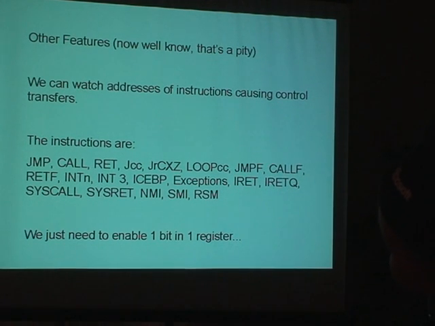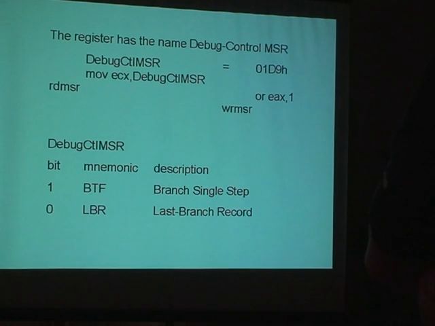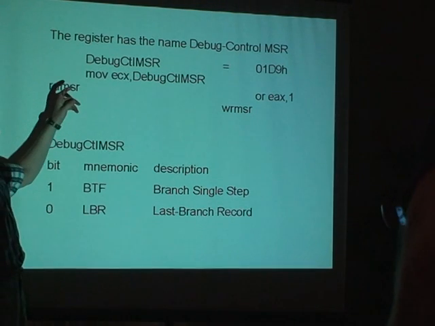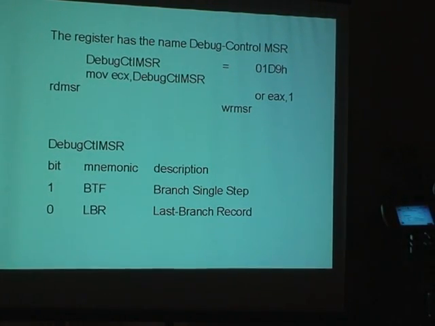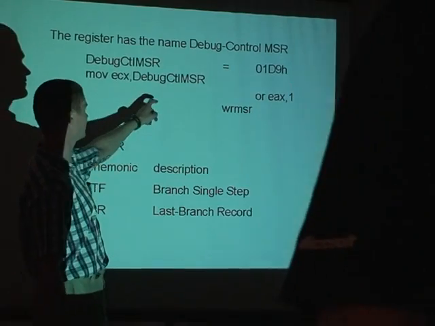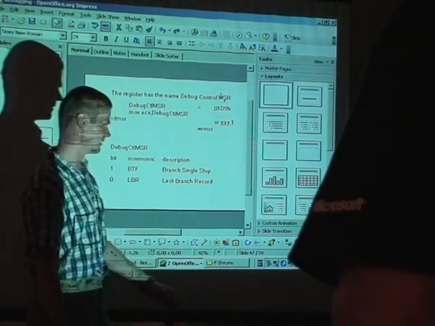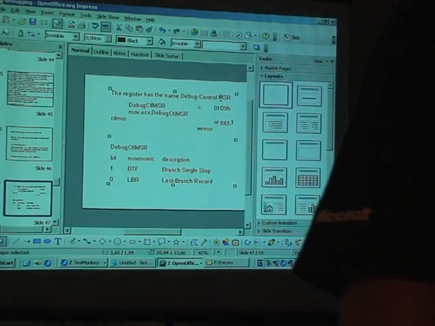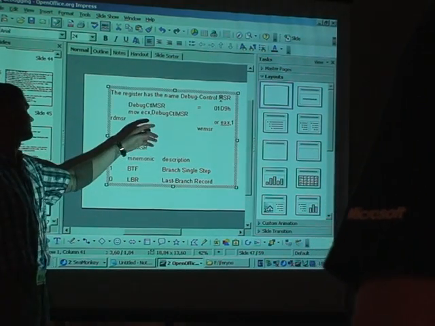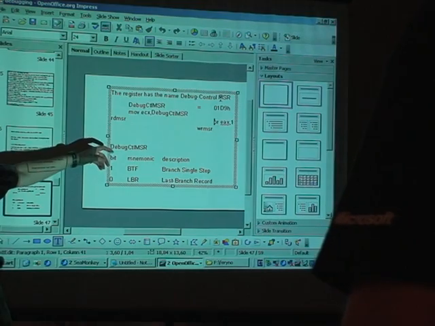We just need to enable one bit in one register. But I suppose that neither Windows nor Linux sets this one bit. You can do it if you do your driver work, and it can be very, very useful if you're dealing with unpacking programs, for instance. So the name of this register is debug control MSR, and the value is the same in Intel and in AMD. They perhaps made an agreement not to make references.